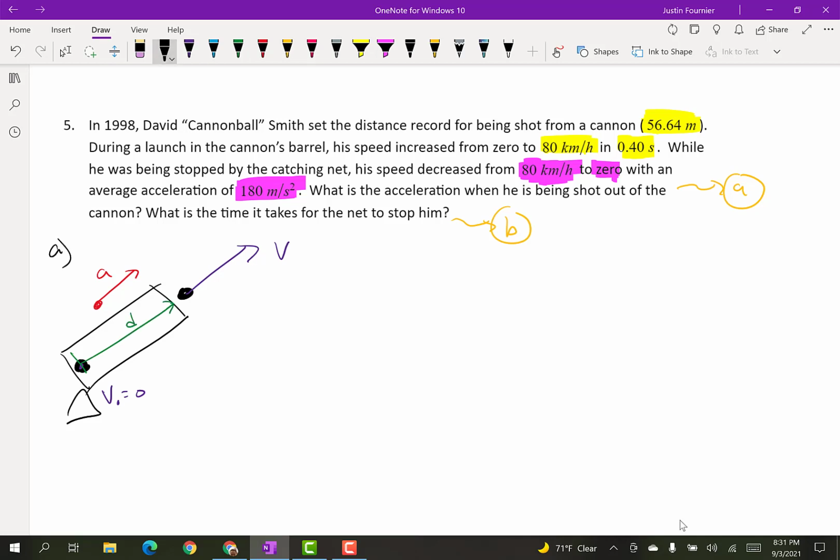So for part A here, I'm going to make a VOVAT. I'm calling my initial moment when he's sitting in the cannon, and the final moment just before he gets out of the cannon. So his initial velocity is going to be 0. His final velocity, well, that's what I'm trying to look for.